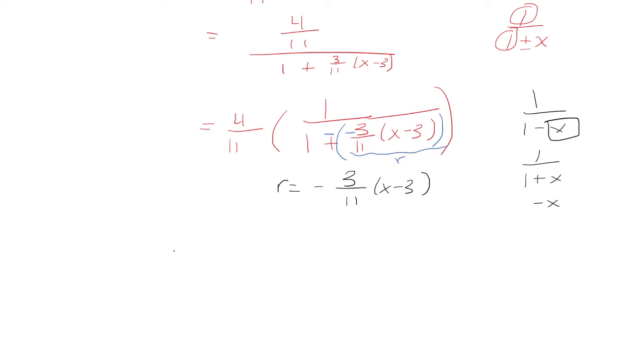Now we can represent this as a sum. We're going to go from n equals 0 to infinity. And here I have the 4 over 11. I can choose to put the 4 over 11 inside or outside. It doesn't really matter. I'm just going to put it on the outside. And you can have it as negative 1 to the n times 3 over 11 times x minus 3 to the n.